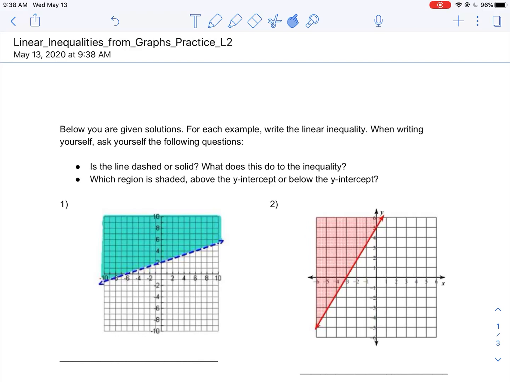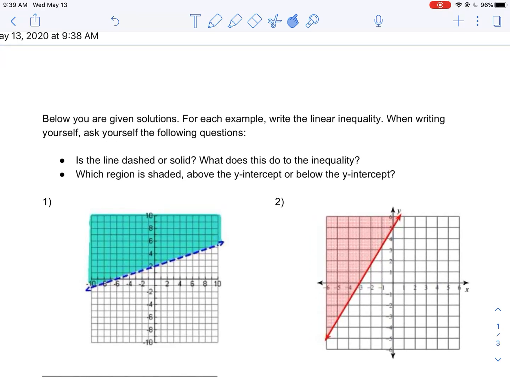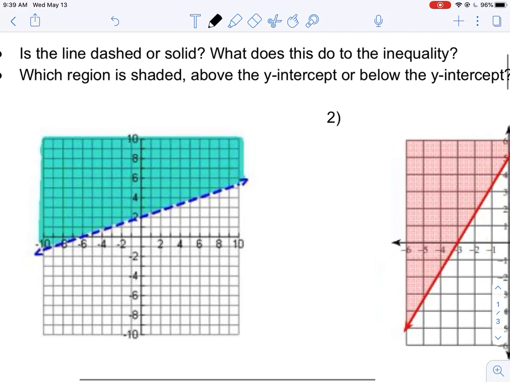So you'll notice at the top here, I took note of 2 important questions you should ask. One, is the line dashed or solid? That's going to be a huge help when doing this. And the second one, which region is shaded, above the y-intercept or below the y-intercept? So we're going to take these questions into consideration, and we're going to use our previous skills of writing equations for lines, and we're going to apply them here. So let's take a look at number 1.